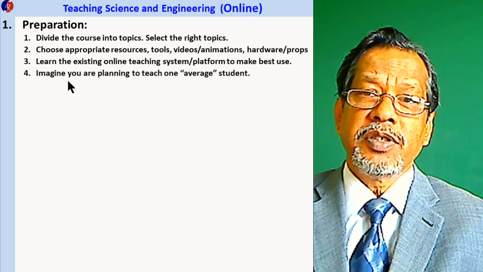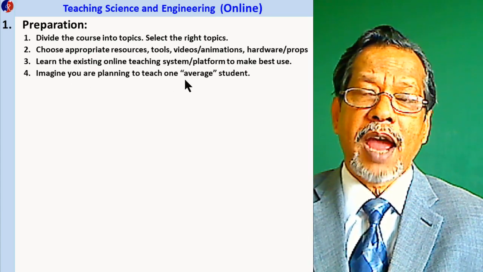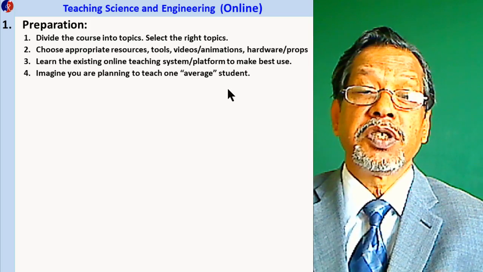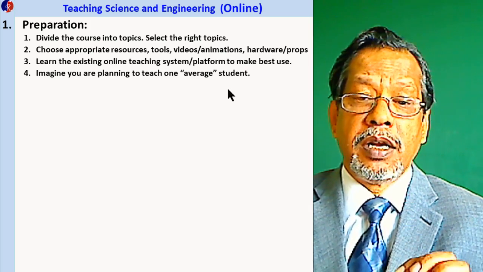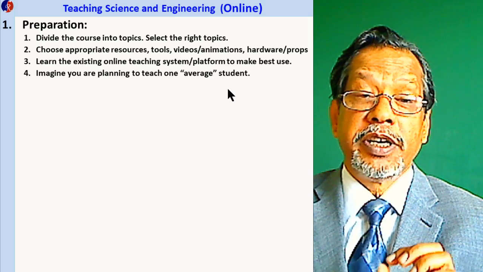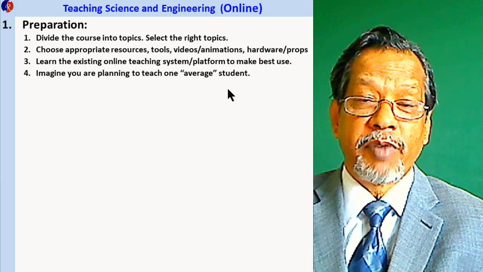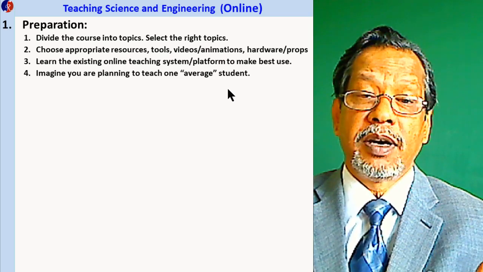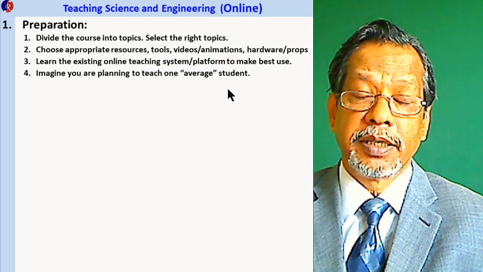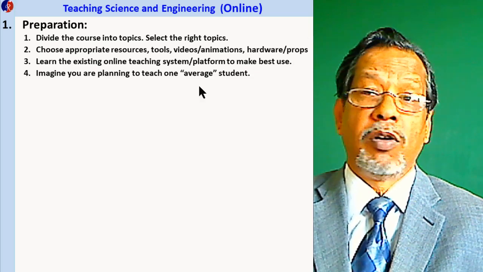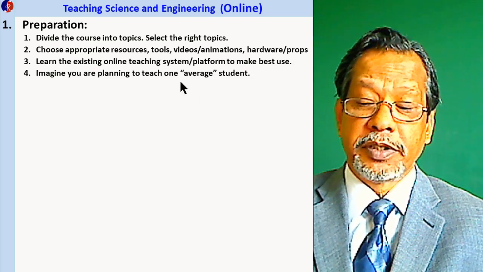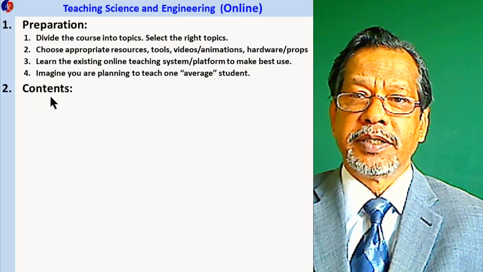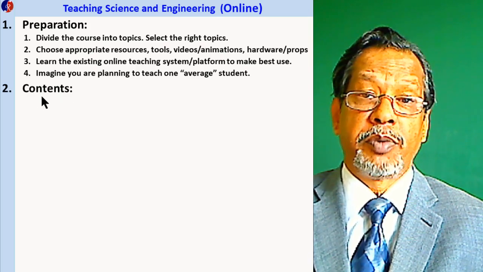Imagine you are planning to teach one average student. This is something you should prepare in your mind as if you are teaching an average student, trying to make the concepts clear to an average student, make him a very productive engineer finally. Okay, it should feel like a private tutor is guiding a student. Online, exactly the same thing. You have to focus on one average student. Keep that in mind.